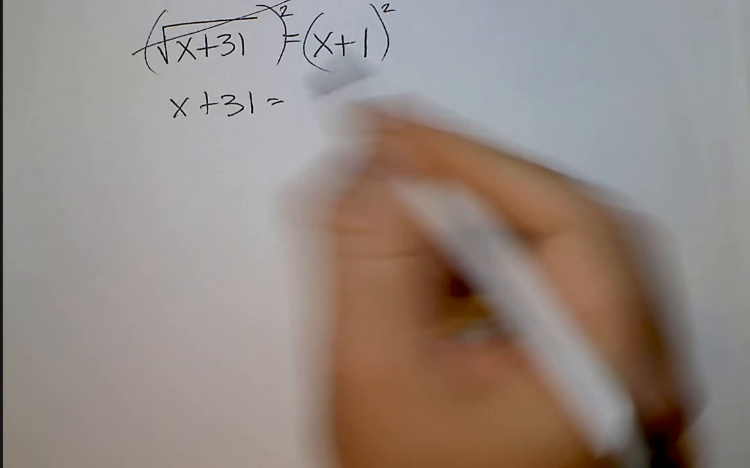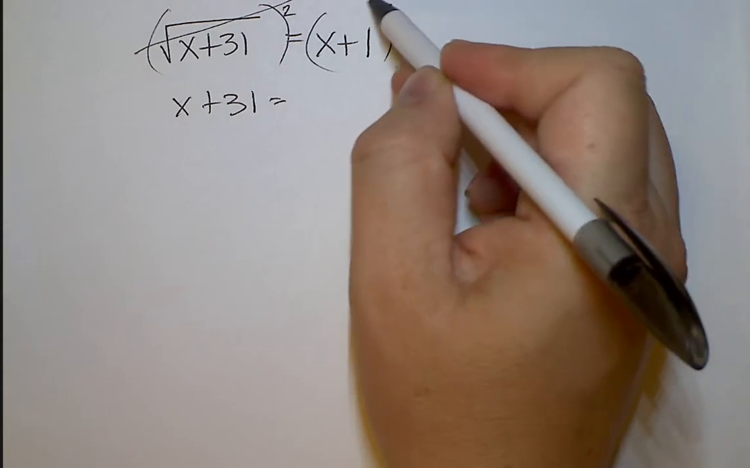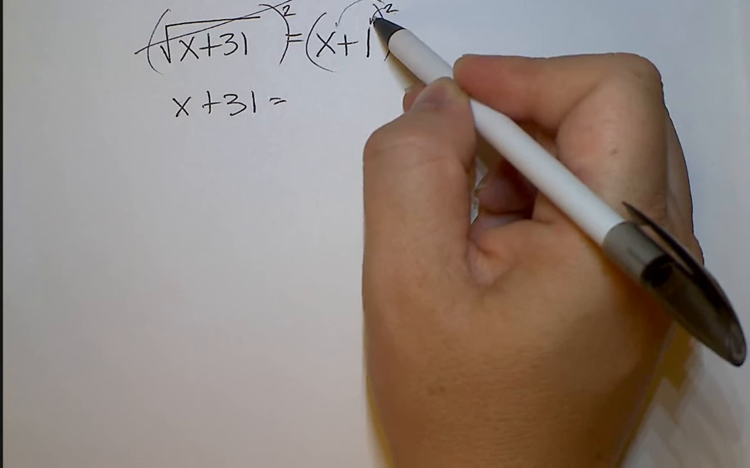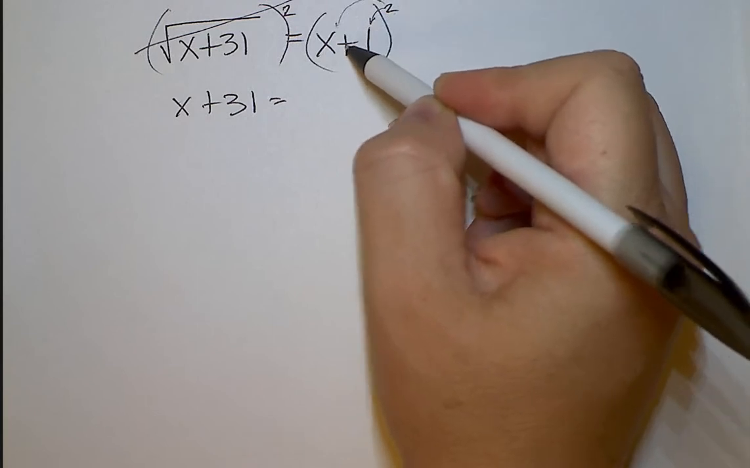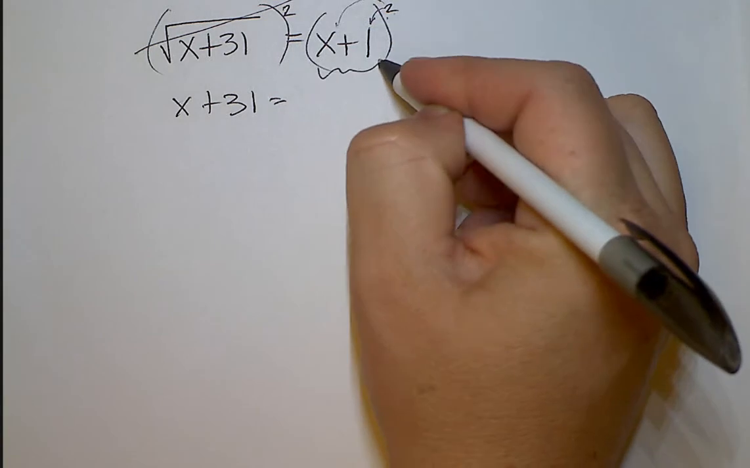A common mistake here is that students want to just distribute this 2 to the x and to the 1. You cannot do that when there's just adding or subtracting inside. This, in fact, means take this quantity and write it down twice.